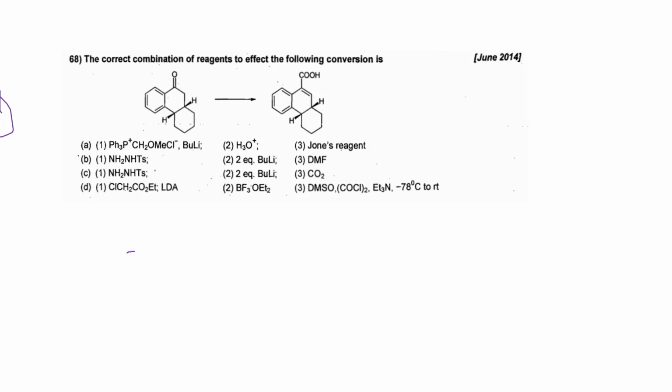I haven't discussed this name reaction. In the next class I will discuss it. Whenever you add, to a ketone, an acidic hydrogen and a strong base like butyl lithium, two equivalents of strong base like butyl lithium, what happens? In a cyclic ketone, if you add two equivalents of strong base like butyl lithium, what happens?